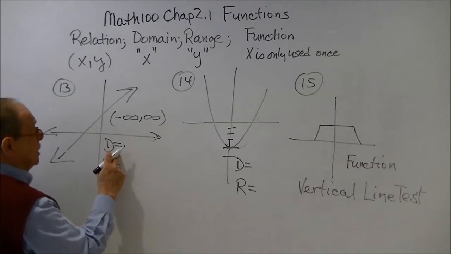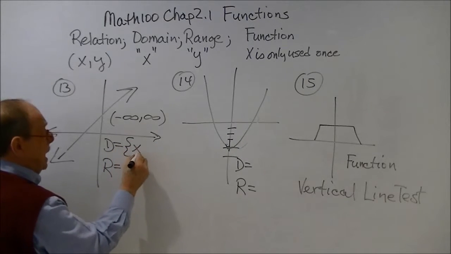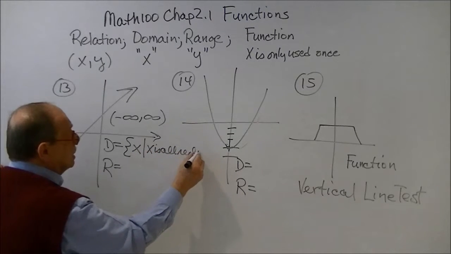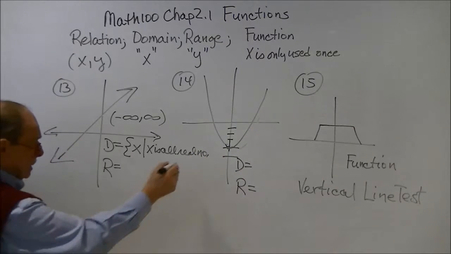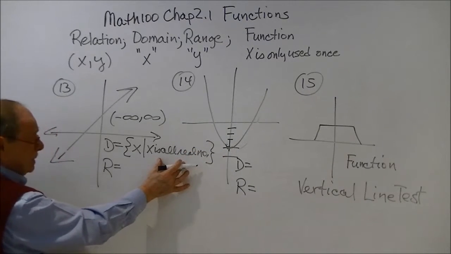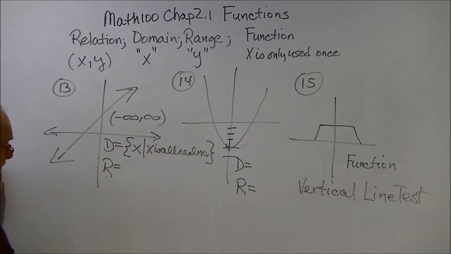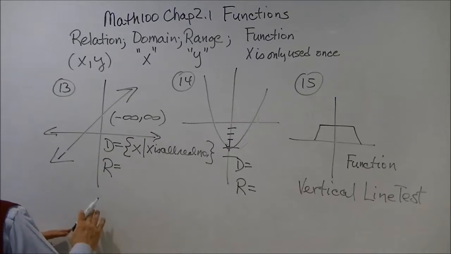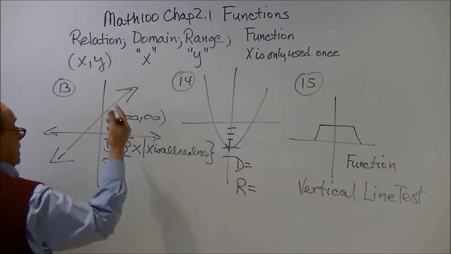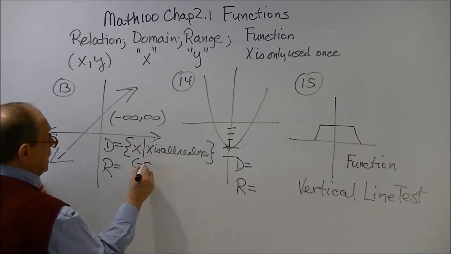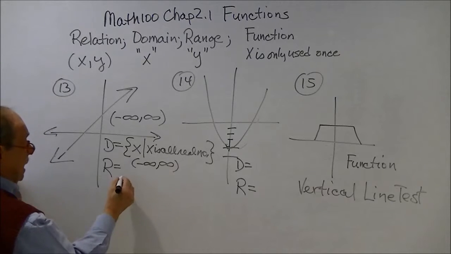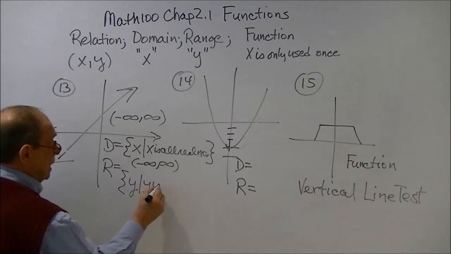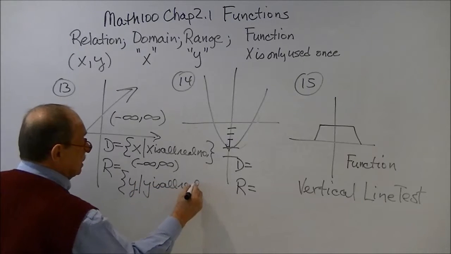So, in set builder notation, we say that x is such that x is all real numbers. In set builder notation, it was like this. Interval notation is like that. And the range, again, goes down to negative infinity for the y's here, all the way up, it's the same. So it would be from negative infinity to positive infinity. And in set builder notation, y now is such that y is all real numbers.